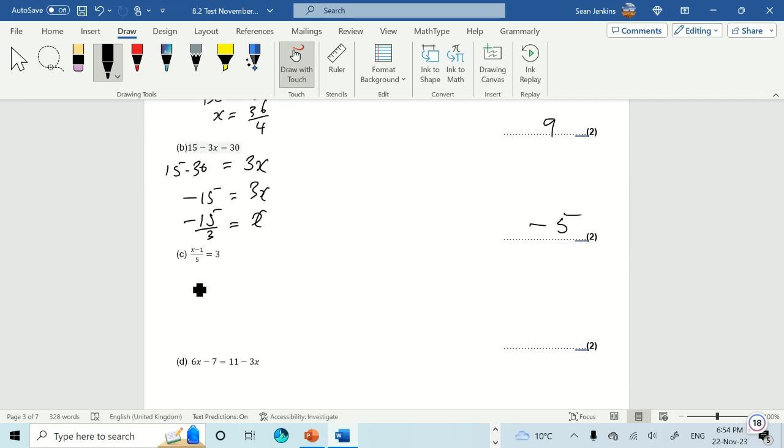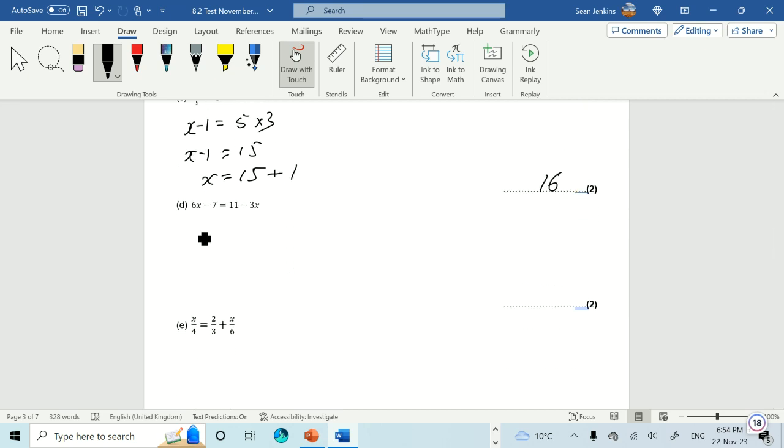Now this x minus 1 is equal to, well, if this 5 is a divisor, it becomes a multiplier on the other side. So that's 5 times 3. So x minus 1 is equal to 15. Take the minus 1 from left hand side of the equal side to the right hand side, becomes plus 1, and x must be equal to 16.